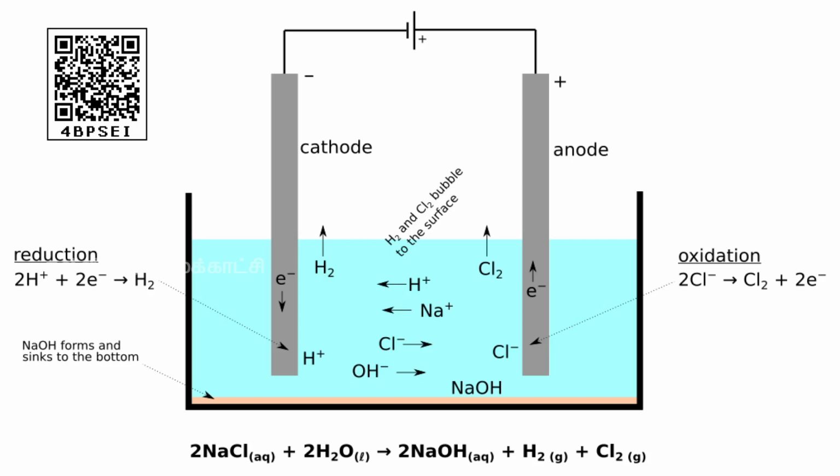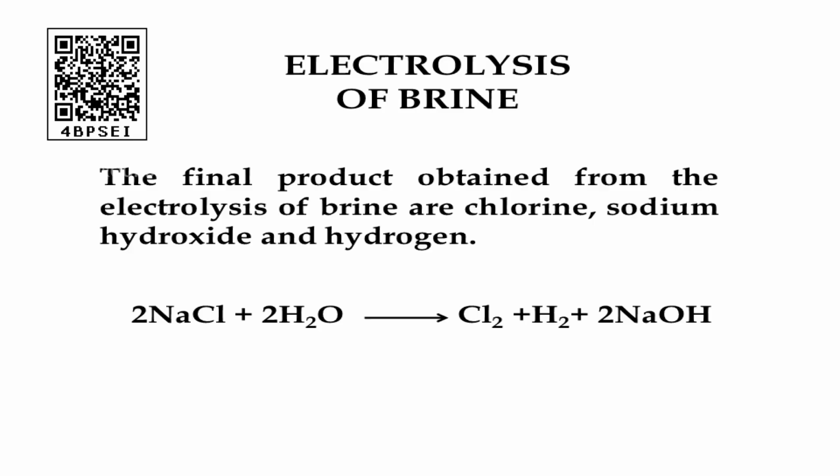It is important that the chlorine and sodium hydroxide produced in the process are separated. They get reacted when they come into contact with each other. So, the final products obtained from the electrolysis of brine are chlorine, sodium hydroxide and hydrogen. The chemical equation for this process is: 2 NaCl reacts with 2 molecules of water, and chlorine, hydrogen gas and 2 moles of sodium hydroxide will be produced.